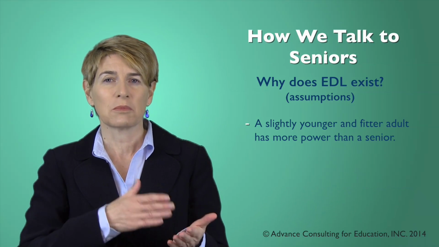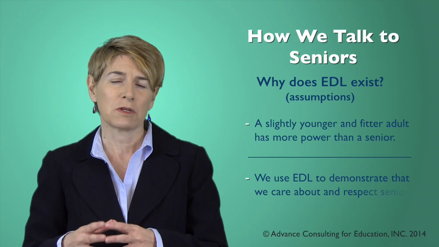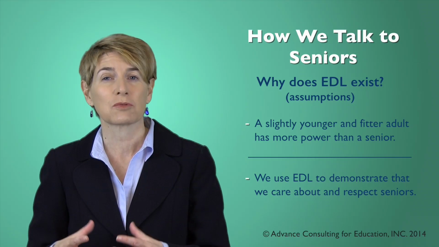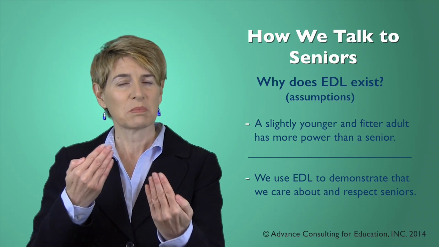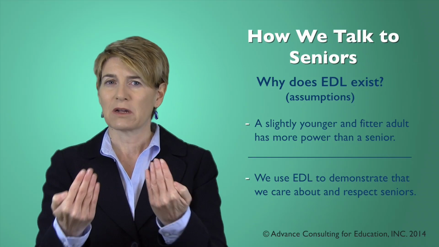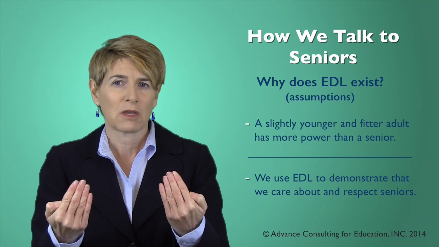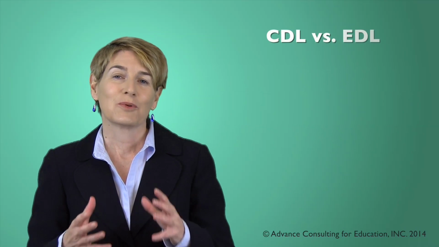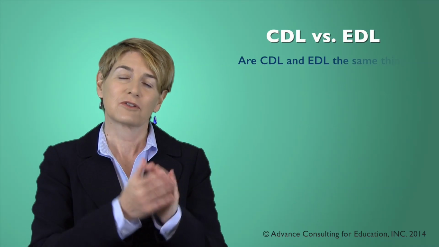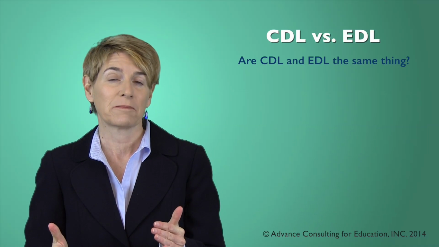But then there's also the opposing assumption that, when we talk to seniors, a lot of how we talk to them is done to demonstrate that we care about them and we respect them and we value them. So there's this power-caring set of assumptions going on that often seem like they might be in opposition, but they are often both at play at the same time. So this begs the question, are child-directed language and elder-directed language the same thing?